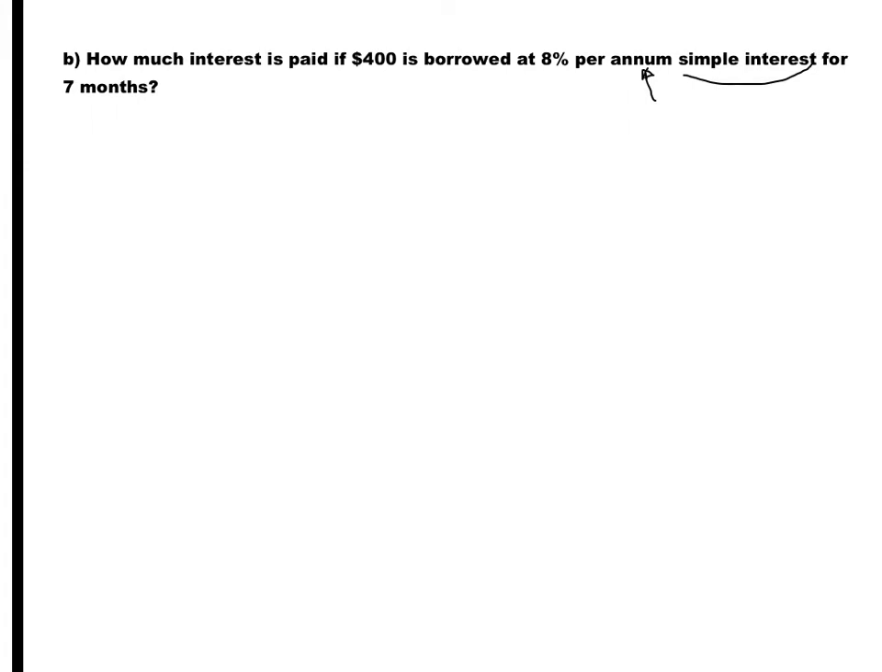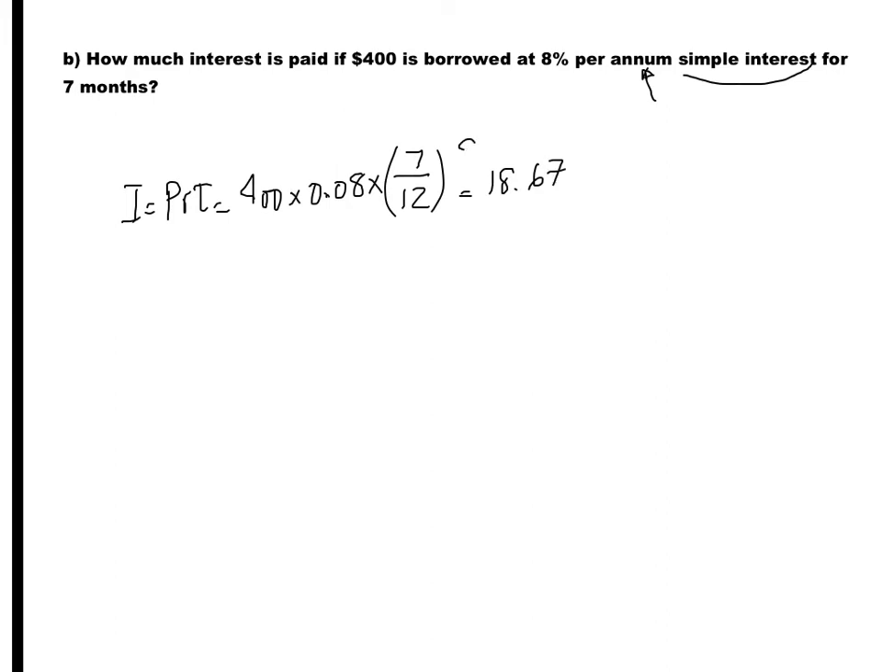So the amount of interest I is equal to PRT. P is $400 times R, R is 0.08 per year, times 7 months. But 7 months we have to change to years, and we know every year is 12 months, so 7 months is 7 over 12 years. So this is the amount of time here. If you multiply this, you get $18.67.